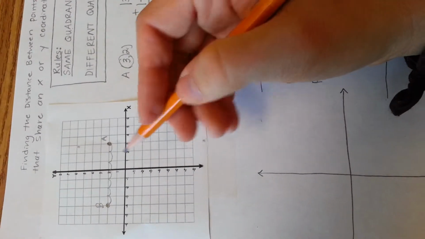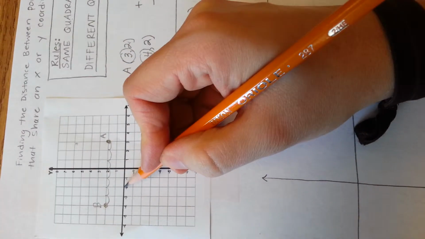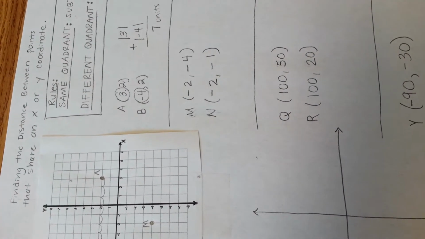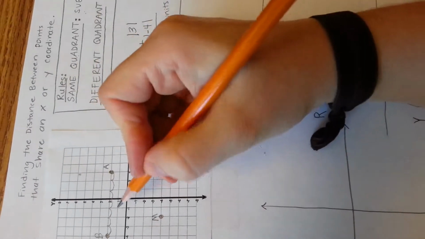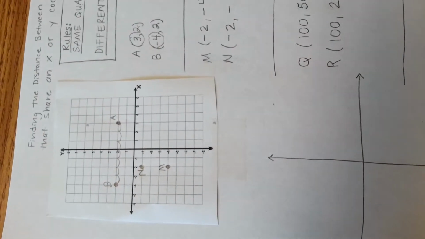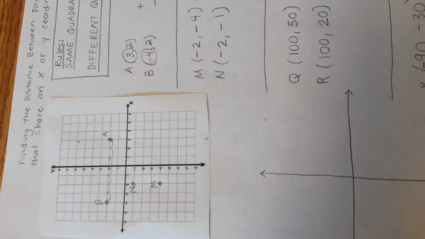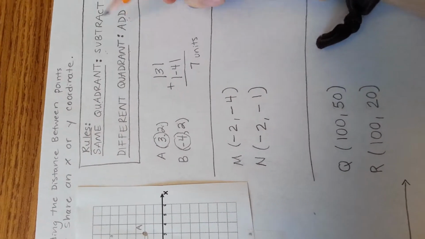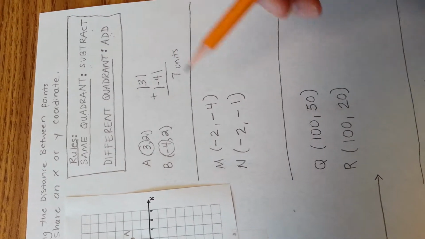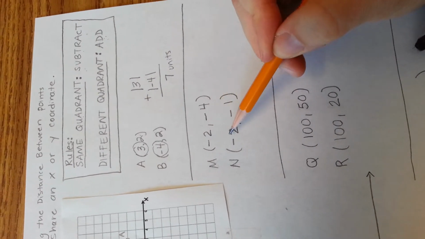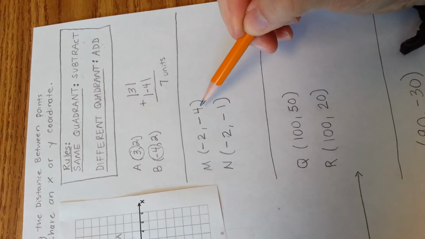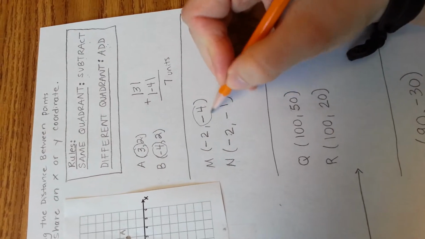M is located at -2, -4. And N is located at -2, -1. They are in the same quadrant. So instead of adding them, same means I'm going to subtract. So the shared coordinate, or the coordinate that's the same, is my x value. That means I'm going to be subtracting these two.